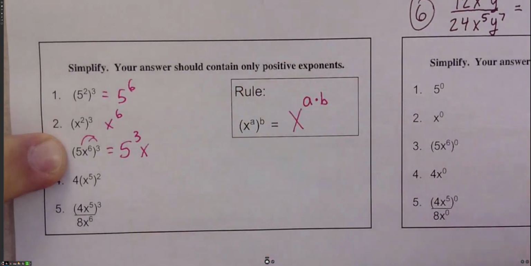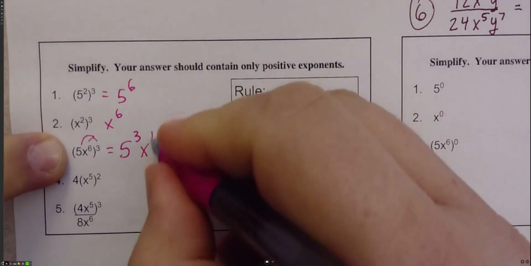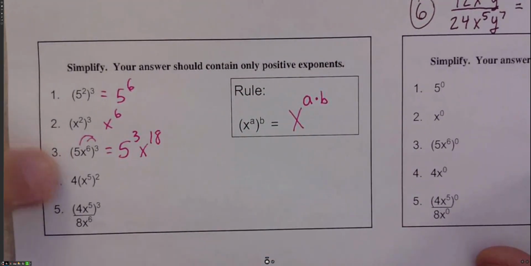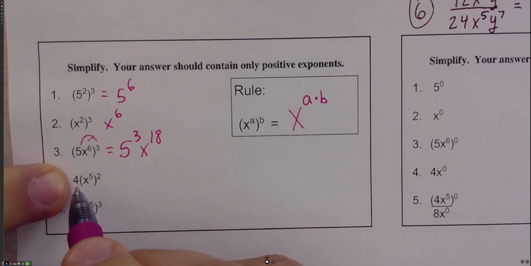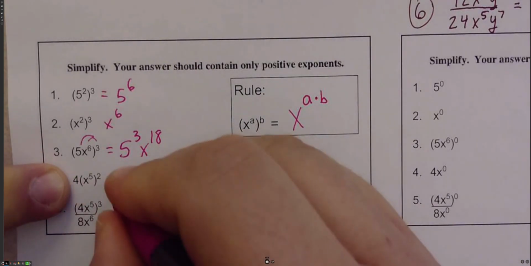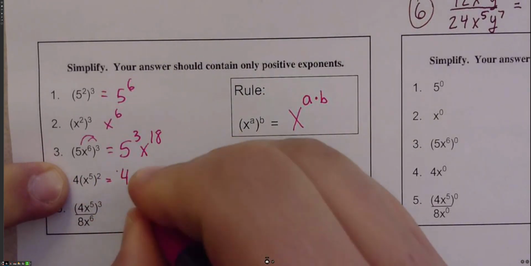Powers to powers multiply. What is 6 times 3? 18. This 2 is only grabbing what? The x. Some people want to make this 4 to the second. Why is it not 4 to the second? It's outside of the parentheses. So this is just going to be 4x to the 10th.